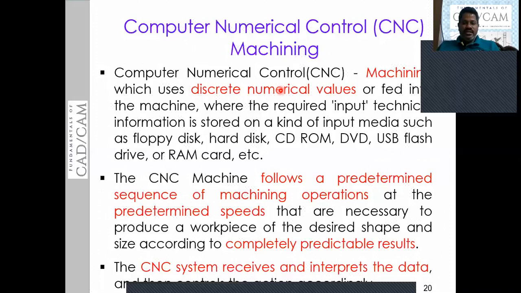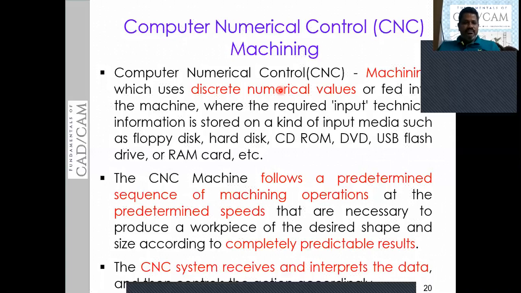Now, in the case of computer numerical control machining, a numerical control machine is connected to the computer, in which we prepare a program and feed the program. A soft copy of the program can be fed in the computer. That means the control of the machine will be with the help of a computer. The program will be fed into the computer, and according to those instructions we will machine with the tool. We will get the movements of the tool as well as the movement of the table.